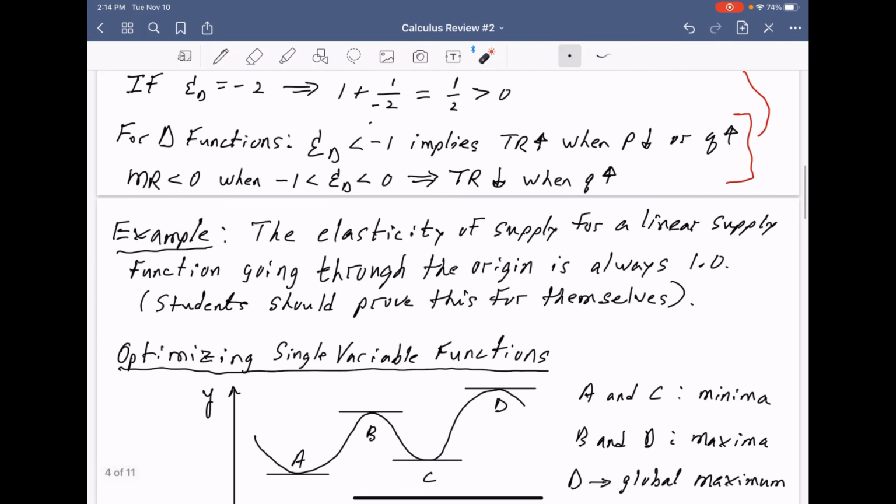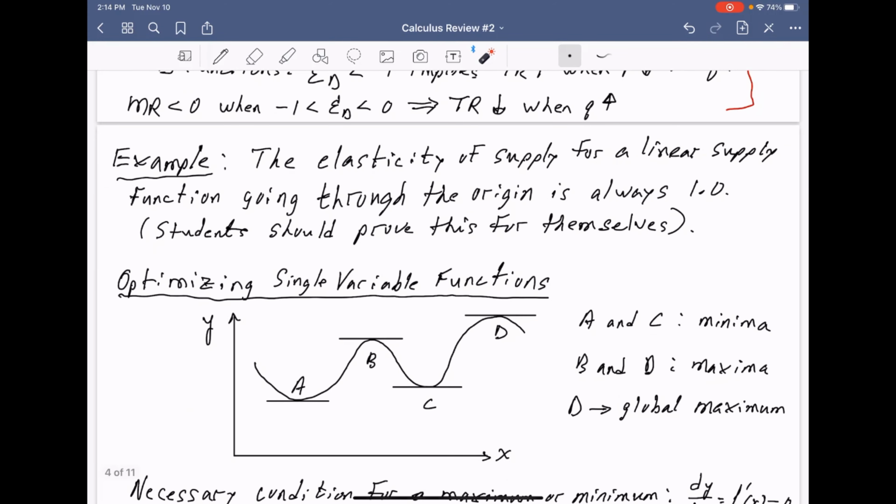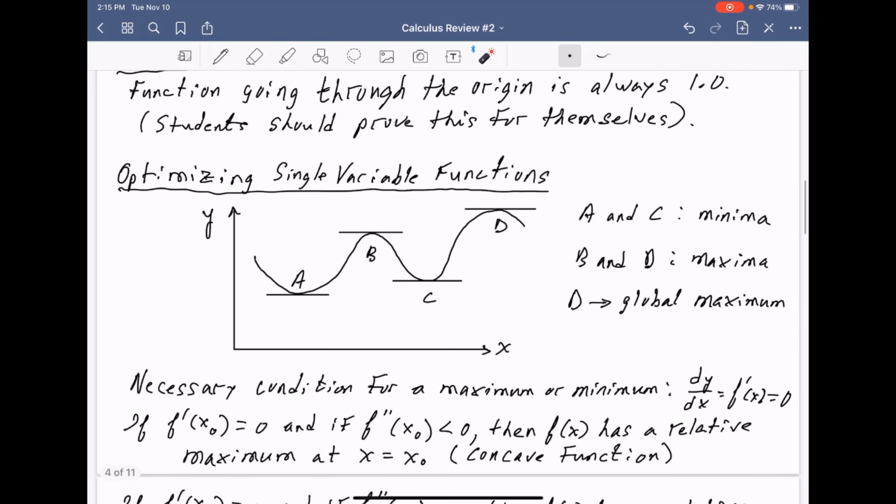Now, let's look at the elasticity of supply for a linear supply function that goes through the origin. And I'm going to let you, as a student, try and figure that one out. You should prove to yourself that any linear supply function that passes through the origin is always going to have an elasticity of 1.0. So let's look at optimizing single variable functions.